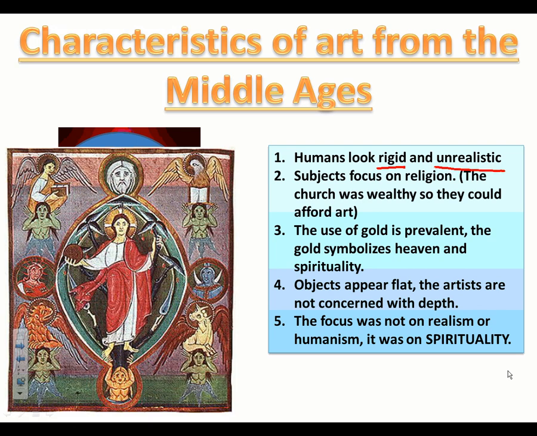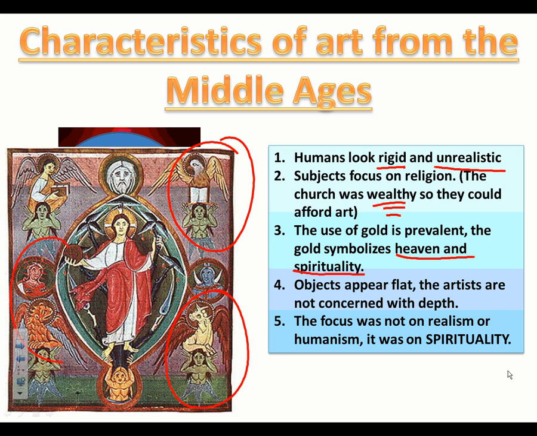Subjects focus on religion. The church was wealthy, so they could actually afford art. We don't have average everyday people paying for art to be created; it mostly comes from the church. A lot of the pieces, especially if you look here to the left, use gold. The use of gold is very prevalent, especially in the carpet pages and illuminated manuscripts we're going to look at, and gold symbolizes heaven and spirituality. In the four corners over here are the four evangelists, copied in gold, each with a different animal that represents them.